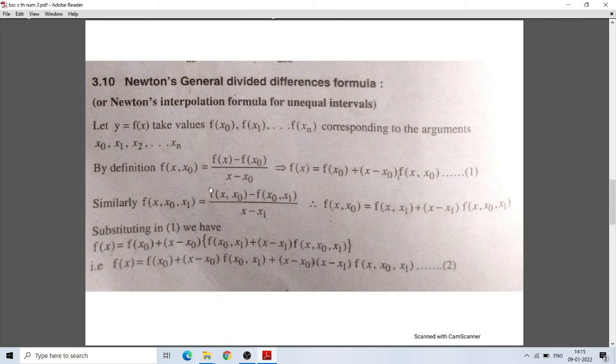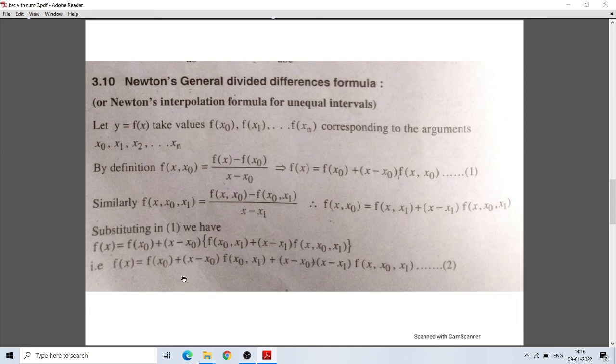Again, write this one in terms of f of x, x naught. This is multiplied by the left hand side: f of x, x naught, x1 into x minus x1 is here, and this term you should take to the left hand side. We get here, it is not x, it is x naught minus x1, x minus x1. Substituting these values in equation 1, f of x naught, x1 values are substituted here, we get f of x is equal to f of x naught as it is, x minus x naught, this value is here, substitute.